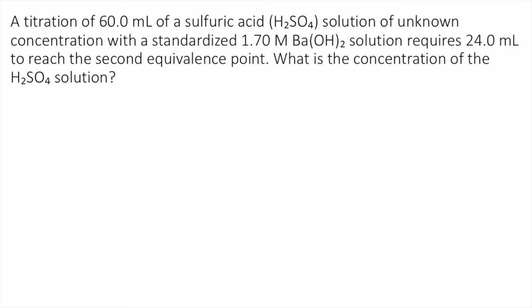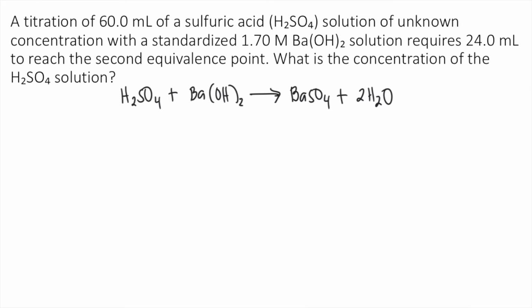Okay, so first thing you need to do here is to write the balanced chemical reaction for the acid-base reaction between sulfuric acid and barium hydroxide. So our acid is obviously sulfuric acid plus our base is barium hydroxide. When the two reactants react, they form the salt, which is barium sulfate or BaSO₄ plus 2 moles of water. Okay, so now we have a balanced reaction.